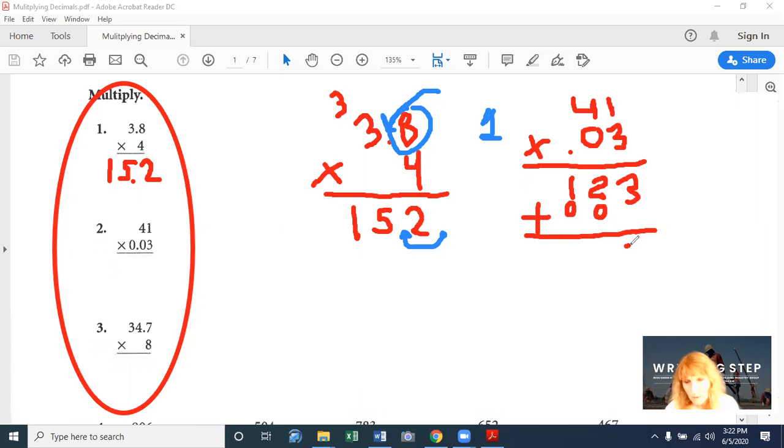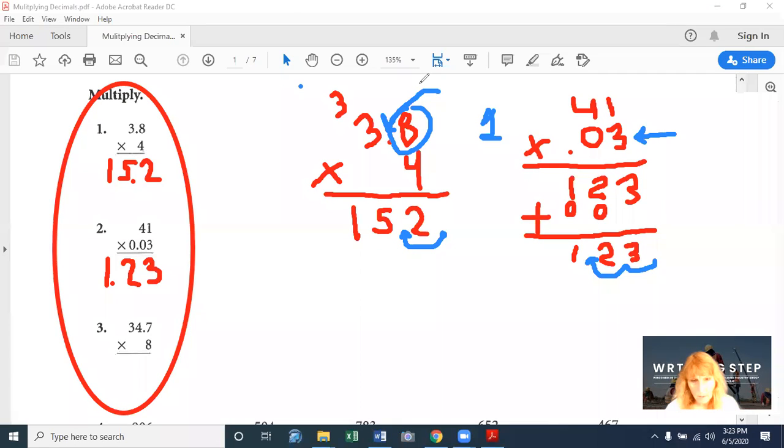So 3 plus nothing is 3. 2 plus 0 is 2. And 1 plus 0 is 1. Now I have to figure out where my decimal goes. If I look back up at this, I have 2 numbers after the decimal. So when I go down to my answer, the decimal starts at the end and I go 2 places over so that I end up with 2 numbers after my decimal. So the true answer would be 1.23. We'll put 1.23 over here, and then we'll do number 3.